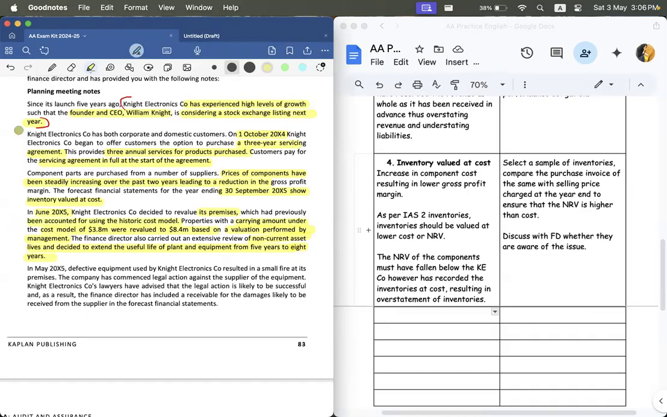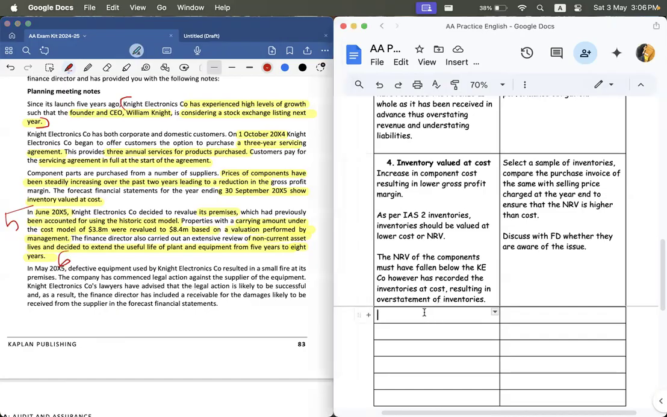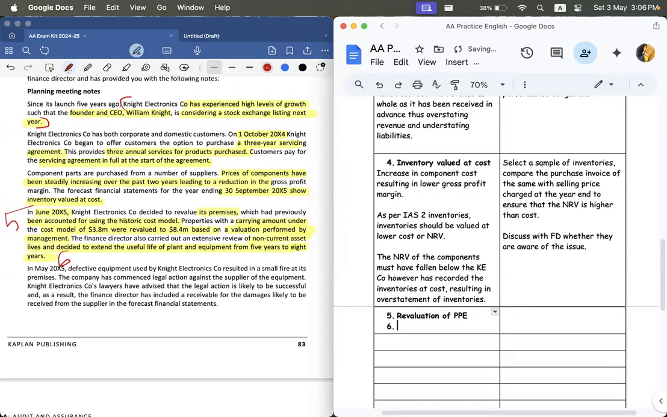Understood? So here you're going to split it in between two parts. This is the fifth one, that is the revaluation thing. And this is the sixth one. Understood? So the heading for the fifth one is revaluation of PPE. Clear? You're going to copy paste about the premises being revalued.